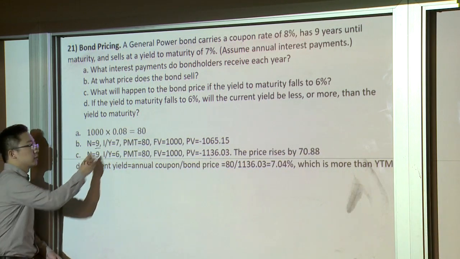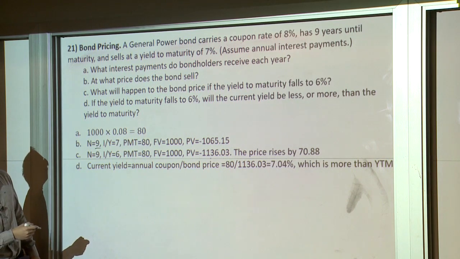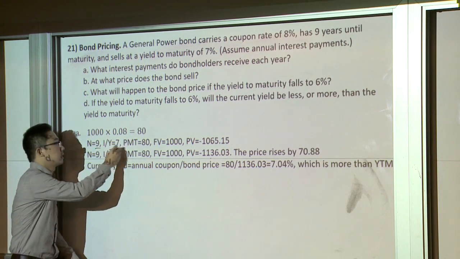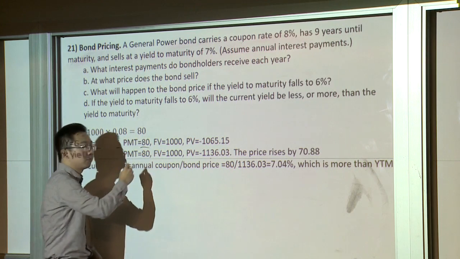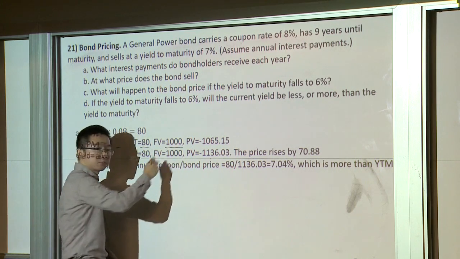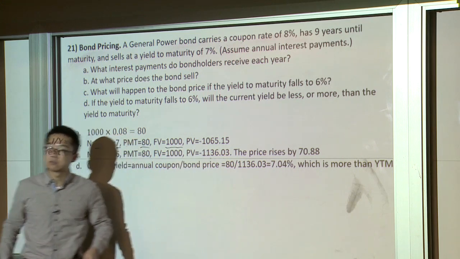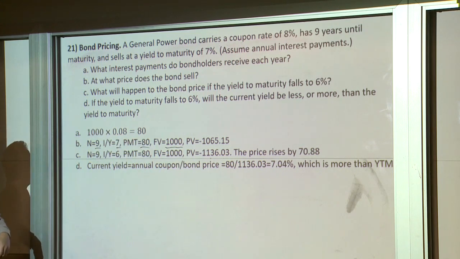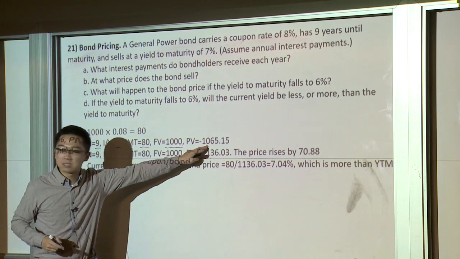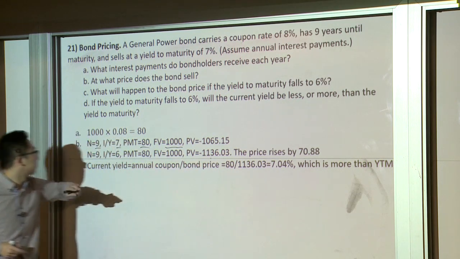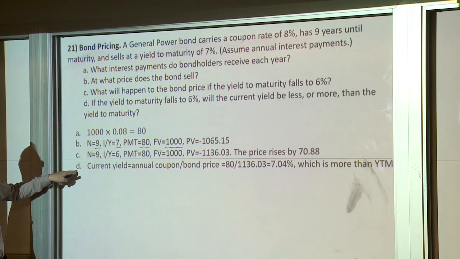It has 9 years to maturity, and yield to maturity is 7%, and we know the coupon payment per year is $80, and the future value, the principal amount, is $1,000. So we calculate for the present value. Okay, is it a premium or a discount? Premium. So that premium, we're going to need that for, I think, D.